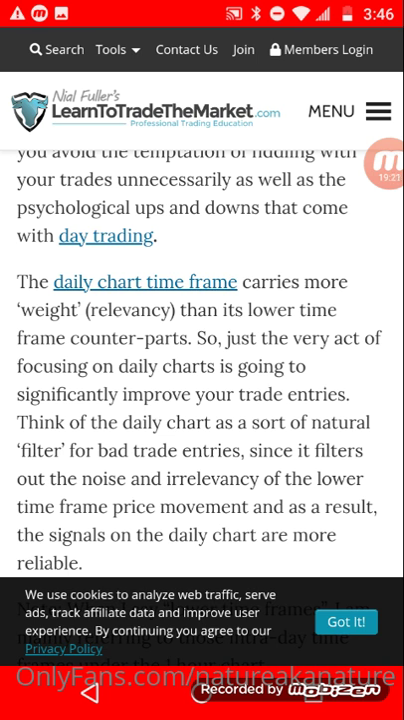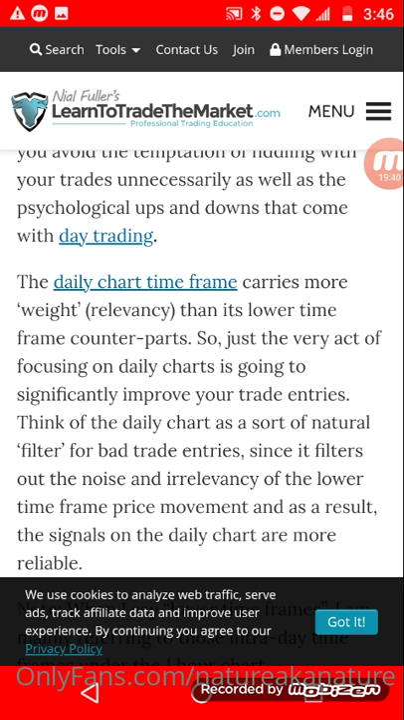We usually use the lower time frames to get in on entry points, on purchase points: the 15, the 5, and the 30. The 1 minute is too fast. You can use the 1 minute, but I suggest you don't use the 1 minute.